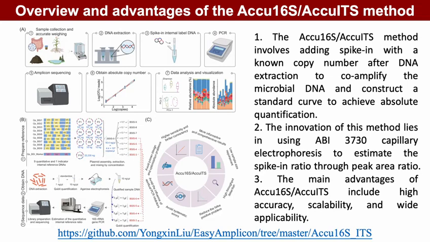A key innovation of Accu16S/AccuITS is the use of an ABI3730 gene analyzer to detect PCR amplification products via capillary electrophoresis, where peak area reflects molar quantity, allowing estimation of the spike-in ratio based on the peak area ratio of the target fragment to the indicator fragment. The main advantages of Accu16S/AccuITS include high accuracy, scalability, and broad applicability.